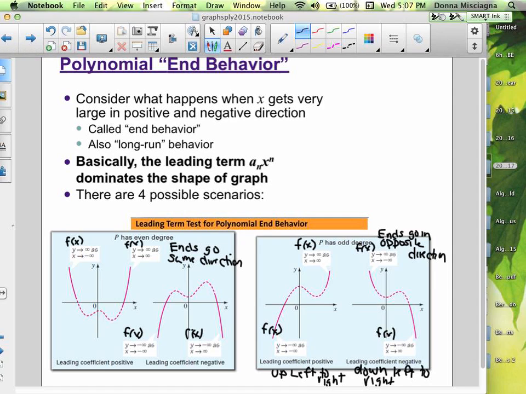Okay? They're opposite one another, because if I cube a negative number, I'm going to get a negative, but if I multiply it by another negative, I'm going to get a positive. Okay? That's why they're going opposite directions.